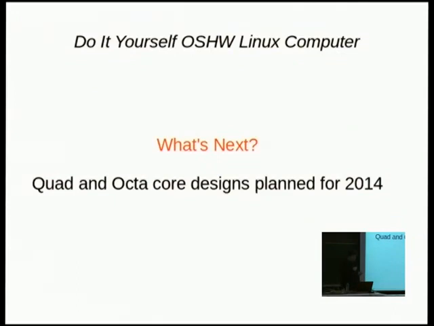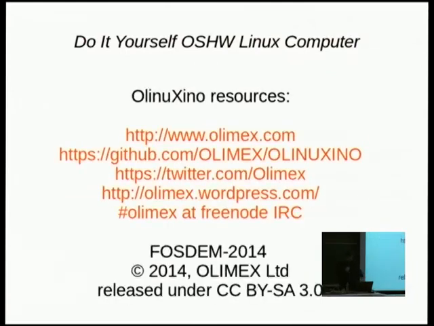What's next? This year, Allwinner is releasing an octa-core device with 8 cores, and we have an almost ready 4-core device. So this is what we will see this year. And this is where the resources for the project are. Everything is on GitHub. When you go on GitHub, you can see the CAD files, how to build the Linux, how to build the Android, and everything you need to build your own computer based on our CAD files.